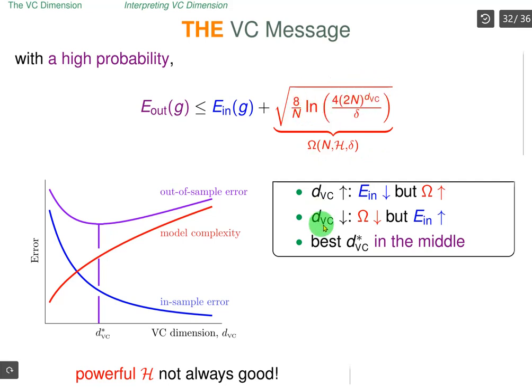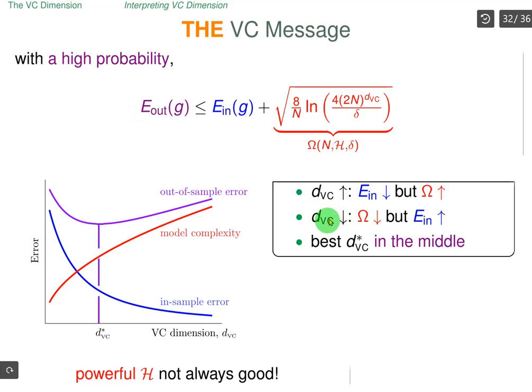This term goes up. Well, if we use a small VC, then model complexity will be small. However, in-sample error will be higher. So together they will lead to a big out-of-sample error, right? Now our task is to find the best combination of VC dimension and number of training examples so that in-sample error plus this complexity term remains minimum.